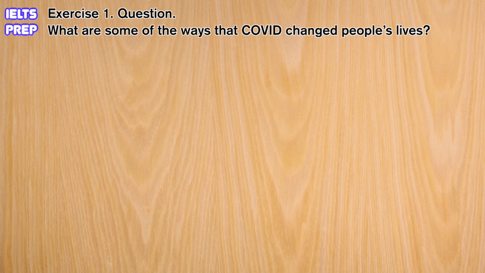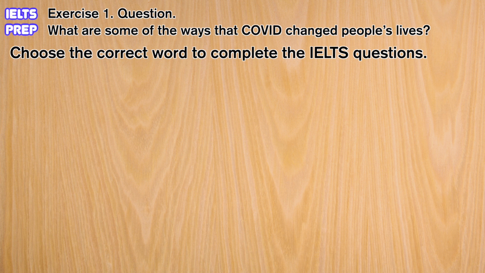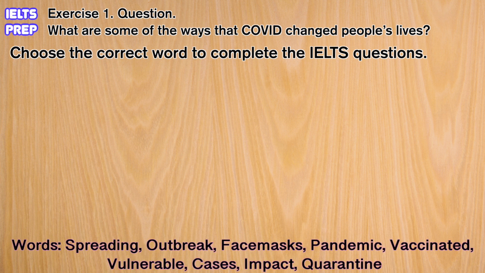Exercise 1. Question: what are some of the ways that COVID changed people's lives? Choose the correct word to complete the IELTS questions. Words: spreading, outbreak, face masks, pandemic, vaccinated, vulnerable, cases, impact, quarantine.